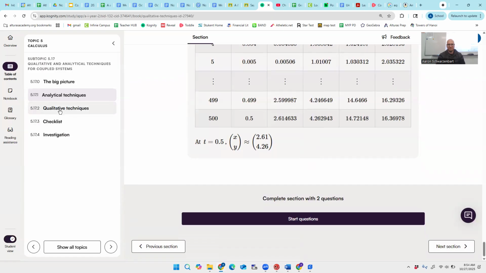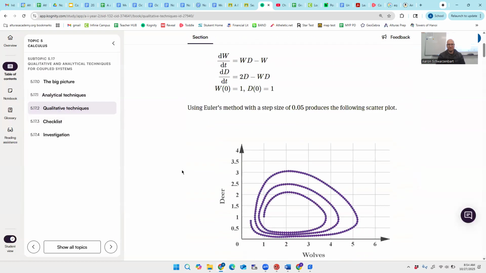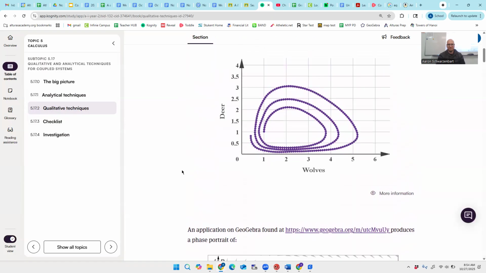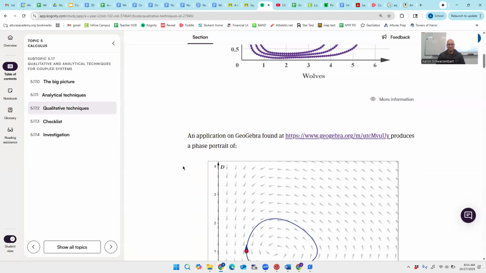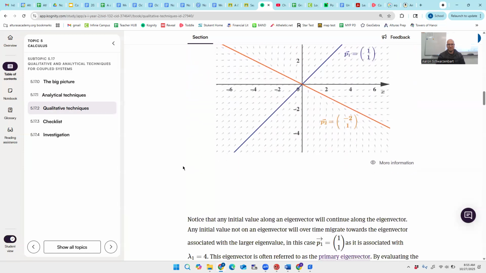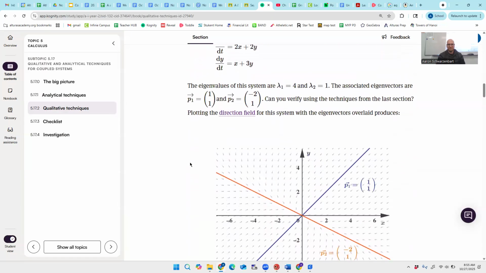This is where it's going to get a little bit rough in the qualitative techniques. So this is going to be describing, it's basically making the diagrams. So I showed you the spiral one. This is how to make them. Okay, and it's called a phase portrait or a phase diagram. And the eigenvectors become very important. The eigenvectors essentially become slopes.